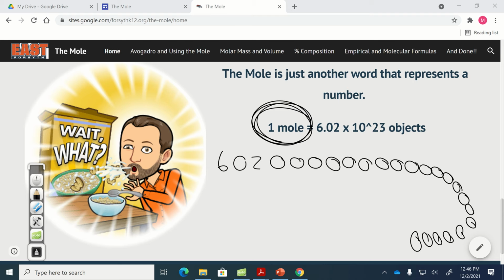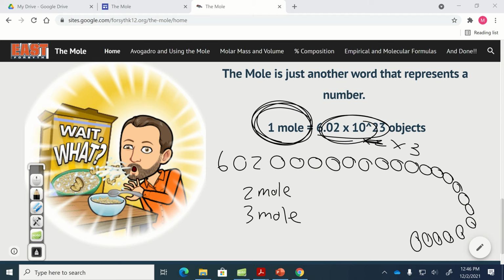So that's the idea when we're talking about the mole. It is just another number. So if I say there are 2 moles of something, what would I do? I'd have this number and I'd multiply it by 2. If I have 3 moles of something, I'd take this number and multiply it by 3. There shouldn't be any change in how I am doing something just because it's a new word.